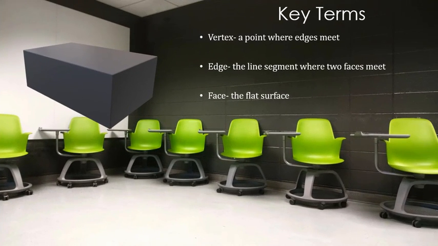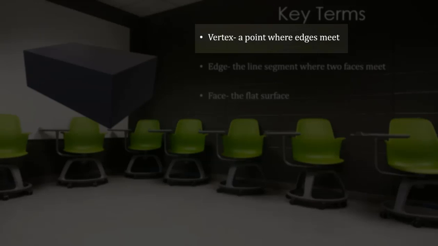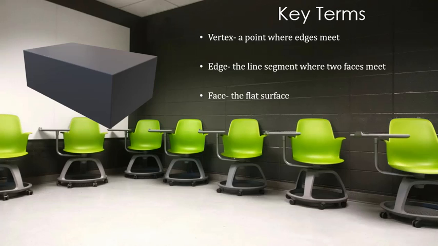All right, a few more key terms for us here. We have a vertex, and a vertex is where edges meet. So where two edges come together, they form a vertex. You can think of it as being the sharp point. Like if this were a box, it'd be the sharp point on it. And a vertex is where two edges meet. If two edges come together, they make a vertex.